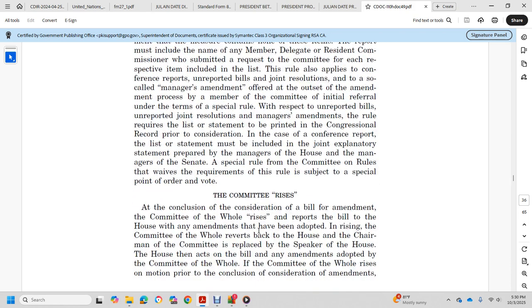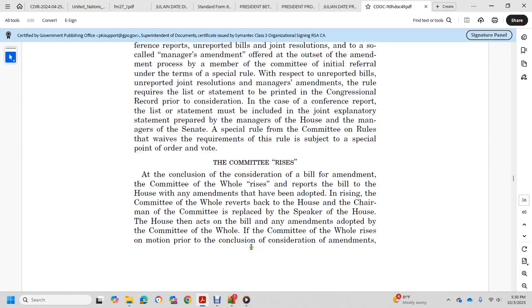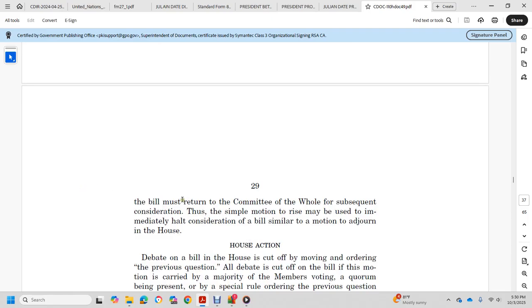Committee on the Rise. At the conclusion of consideration of the bill with amendments in the Committee of the Whole, the committee rises and reports the bill to the House with the amendments adopted. After the rise of the Committee of the Whole, the chairman reports back to the House, and the Speaker of the House replaces the chairman of the committee. Action on the bill with amendments adopted in the Committee of the Whole may occur. A motion to rise may be offered prior to the conclusion of consideration of amendments, but the bill must return to the Committee of the Whole for further consideration. The simple motion to rise may be used immediately, similar to a motion to adjourn in the House.